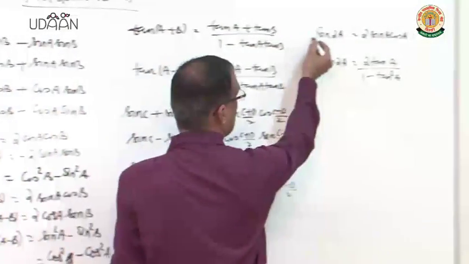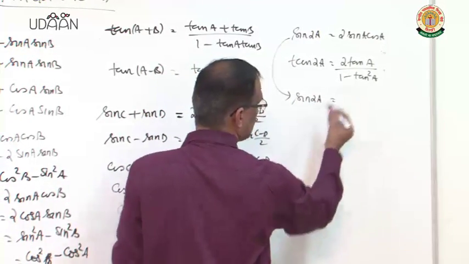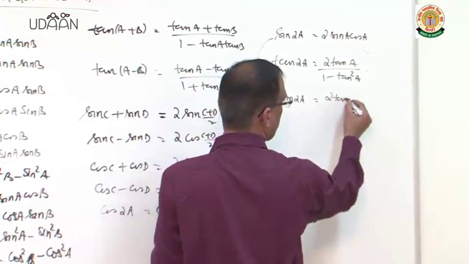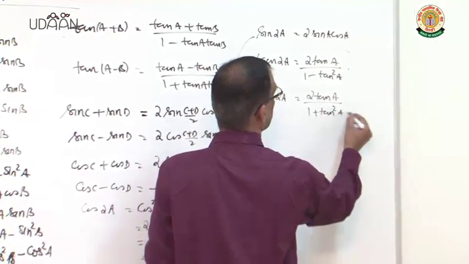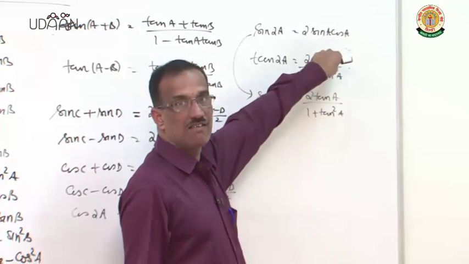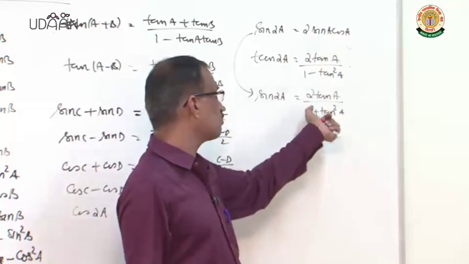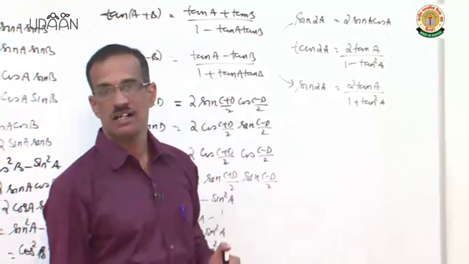Even in this sin 2a, you can have in terms of tan, that is 2 tan a upon 1 plus tan squared a. A sec squared a, if you multiply it and divide it, you will get this 2 tan a upon 1 plus tan squared a, that is in terms of tan a.